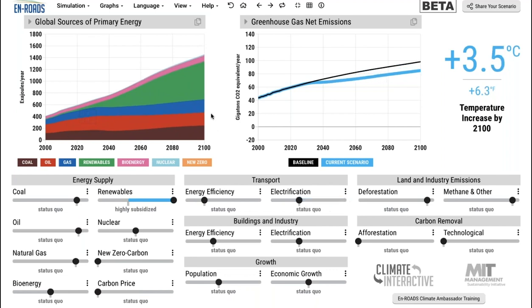What's going on here is we're increasing transport electrification. It looks like our green area for renewables is getting a little wider. Also, this wedge here for oil is a little more narrow than it was before. All of those cars and buses and everything are burning much less oil than they were. So that's a big improvement there. Greenhouse gas emissions are coming down some, and it's making some difference. The gains are not really huge.